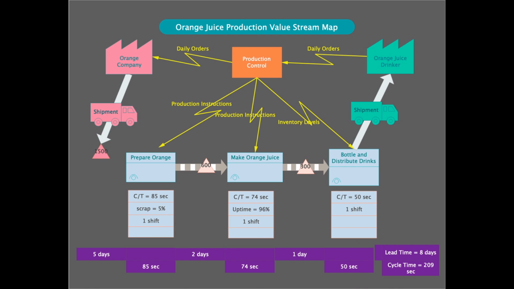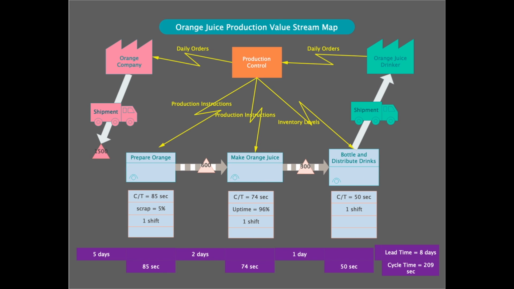So here's an example of a value stream map for an orange juice production company. At first glance, it looks like it could be pretty complicated. You've got objects, icons, trucks, text, numbers, wavy lines going all over the place. But let me break it down for you to simplify this a bit.